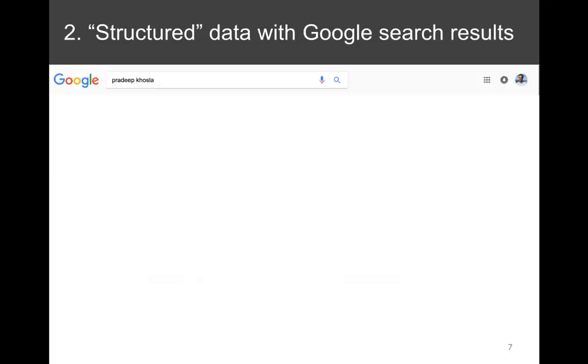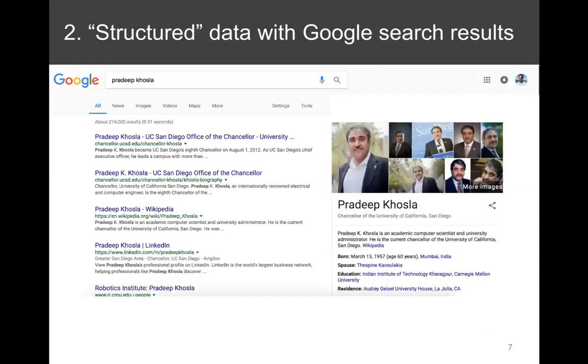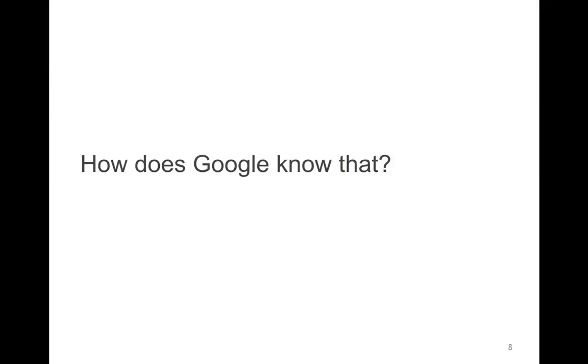Second, now of course, pretty much everybody uses Google search these days. You go and search for something or someone, it displays a ranked list of web pages, of course. But then it also displays these things on the side called info boxes. Now the info boxes provide structured data about that person. So here we have our chancellor, Pradeep Khosla, and it says he was born at this date, from this location, and the name of the spouse, education, and so on. How does Google know that? Did anyone actually go in and sit in and enter all those details about Pradeep?